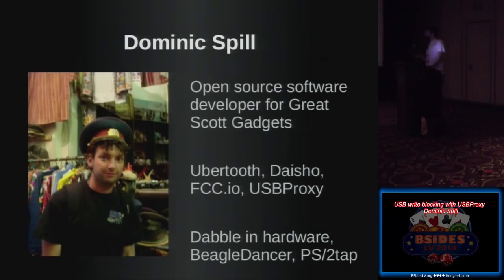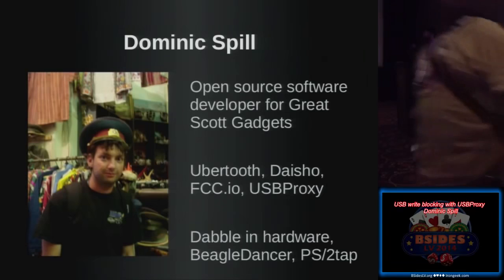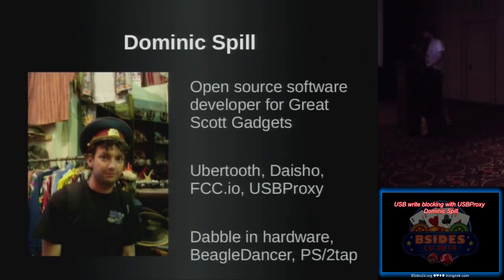FCC.io is a redirector to do FCC filing lookups because it's super annoying trying to find the search function on their page, and that's totally worth looking at. And I've had a little play with some hardware. There's Beagle Dancer, which I'll show you in a minute, and there's PS2 Tap, which has never really worked, and it's sort of pointless anyway. But you've got to start somewhere, right?